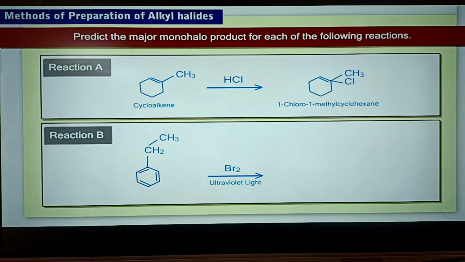Reaction A is an addition reaction. Based on Markovnikov's rule, the chlorine atom will attach at the same carbon to which the methyl group is attached. Reaction B is a free radical halogenation reaction. A bromine atom replaces the secondary hydrogen atom in the alkyl substituent to the aryl ring. The hydrogens on the benzene ring will not be replaced under these conditions.